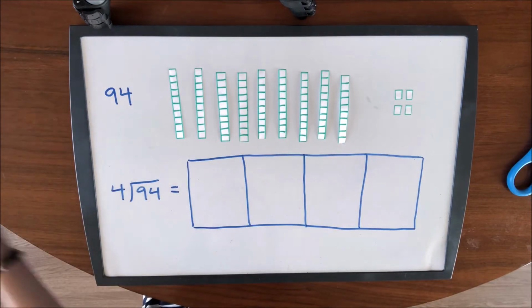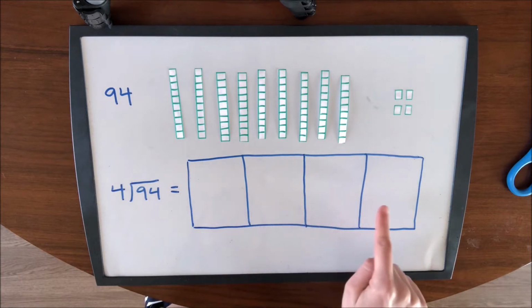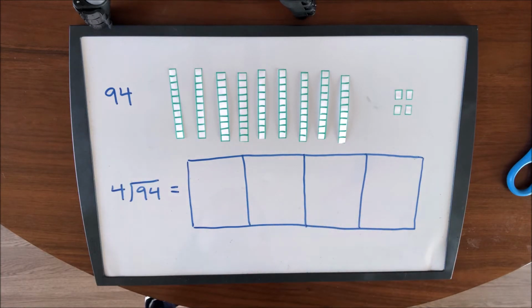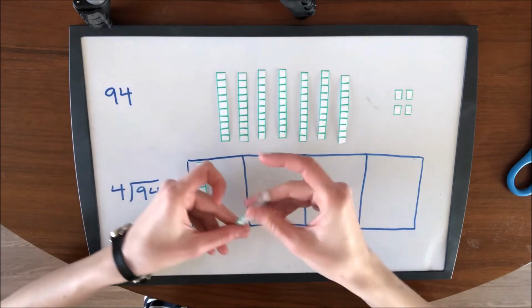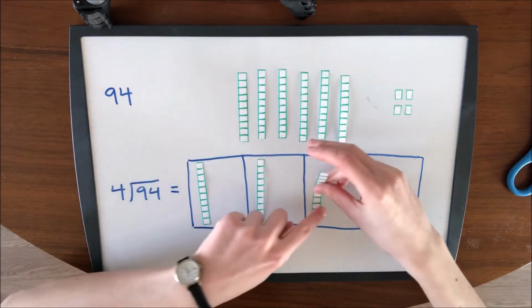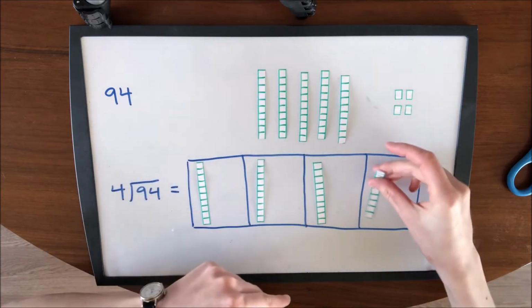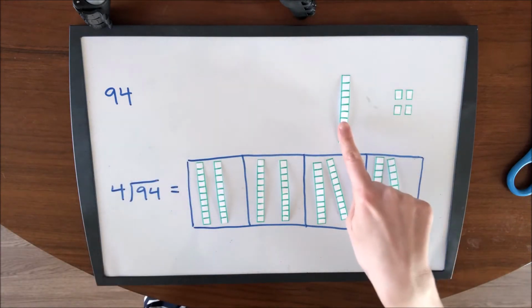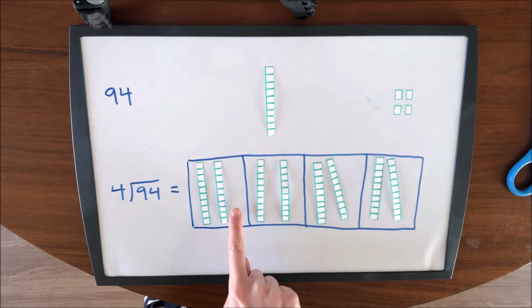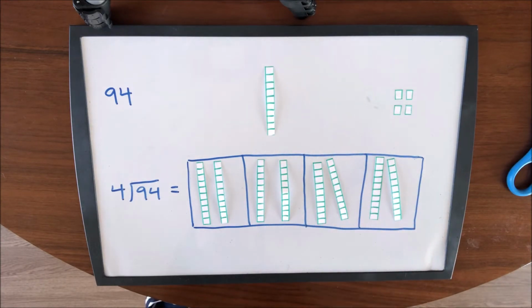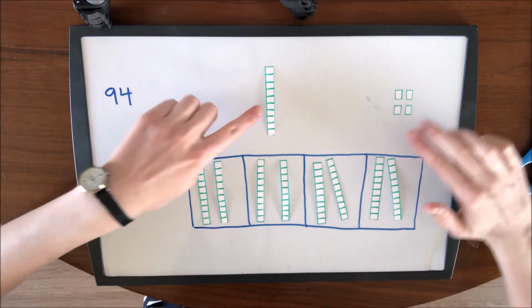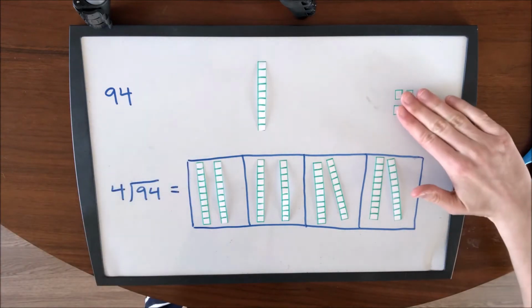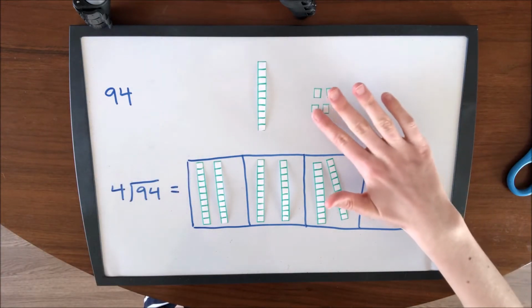Because we're dividing 94 by 4, I've drawn 4 empty boxes on my whiteboard. First, I'm going to divide the tens into these 4 boxes. I have 9 tens here, and I'll distribute them evenly into each box until I don't have any more left. I have one more. I can't put this one in a box because there isn't enough for me to put 3 in every box. So I have 4 boxes, 2 tens in each box, and this 1 ten left over, and then I still have these 4 ones to deal with.